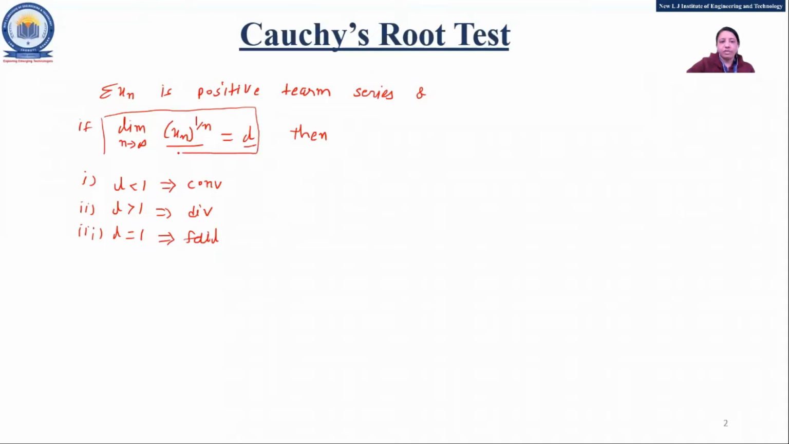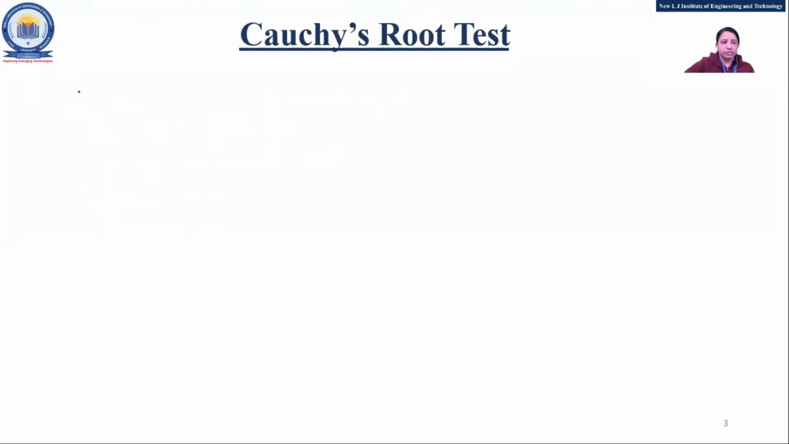If you refer to the book which we have given you, at the end of the chapter all the tests are given, one page, two pages. In that all the tests are listed, so you just need to remember them that way. Okay, so now we'll go through an example of this. Example one: test the convergence of the series.